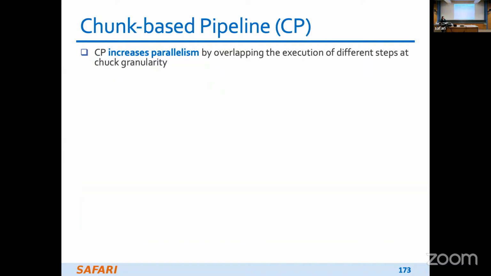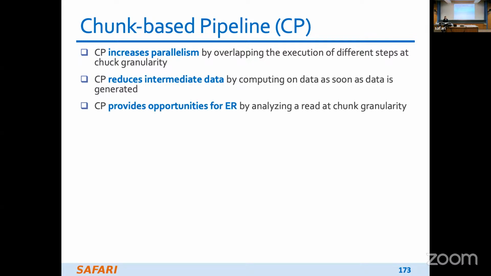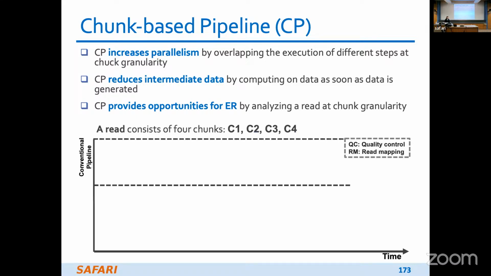The chunk-based pipeline increases the parallelism by overlapping the execution of base calling, read quality control, and read mapping. Also, the chunk-based pipeline reduces the intermediate data by processing the data as soon as it is generated. The chunk-based pipeline also provides opportunities for early rejection by analyzing the read at the chunk granularity. So here I use a read which consists of 4 chunks, C1 to C4, to introduce this methodology and compare it to the conventional pipeline.